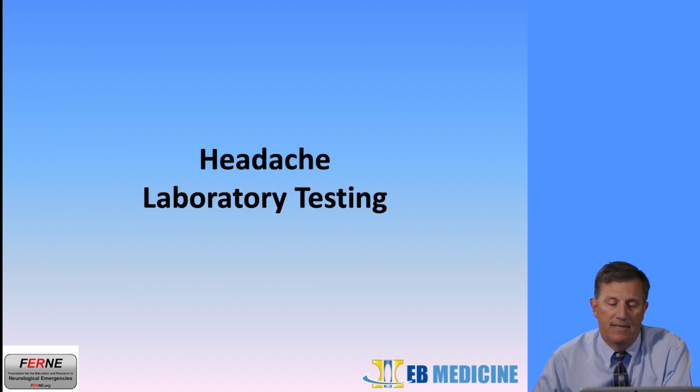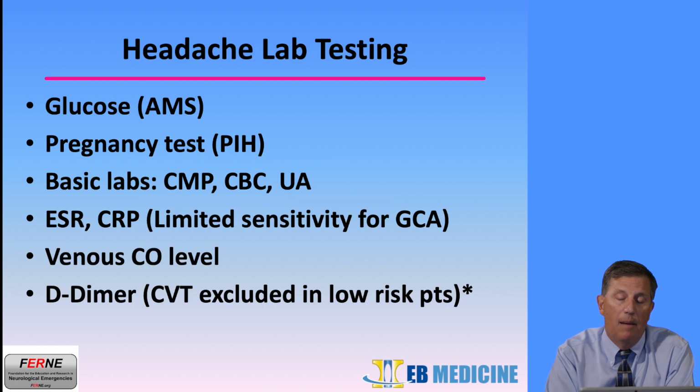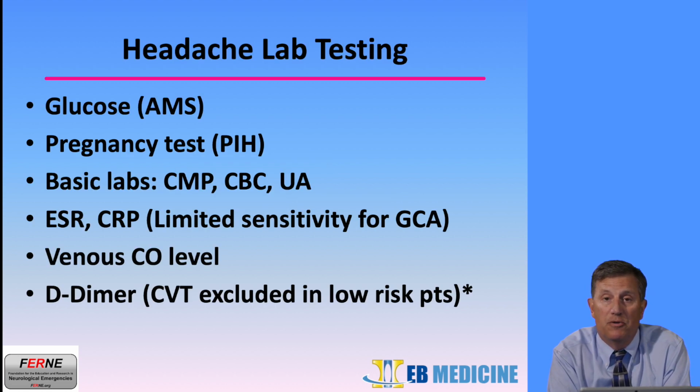Headache laboratory testing. Laboratory testing should include a glucose to make sure that alteration in mental status is not due to hypo or hyperglycemia. Surely a pregnancy test will help in the setting of presumed or suspected pregnancy-induced hypertension. You can get basic labs including a CMP, CBC, and UA, looking for abnormalities in liver functions, for example, or creatinine or dehydration on a urine sample. Also, you're looking for signs of infection.